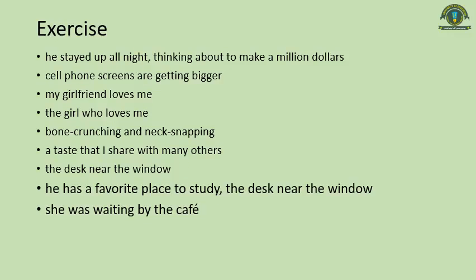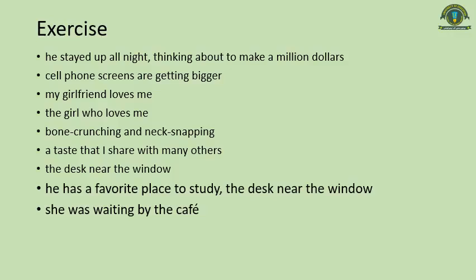Here another practice exercise is given. You need to classify these different phrases. Two types of phrases we have studied: -ing phrases and the who, that, which phrases. So I am reading the examples or the sentences of the exercise in front of you.